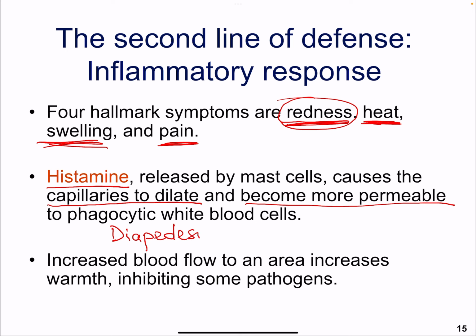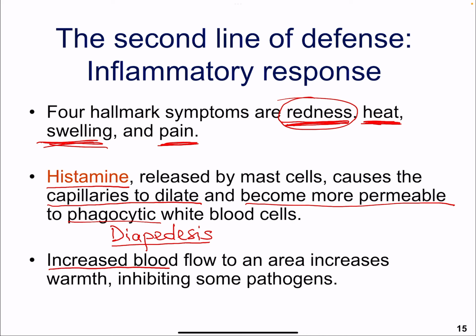Diapedesis. All right? So the phagocytic cells are going to squeeze between and find themselves at the location where the infection is happening and the inflammation can occur.